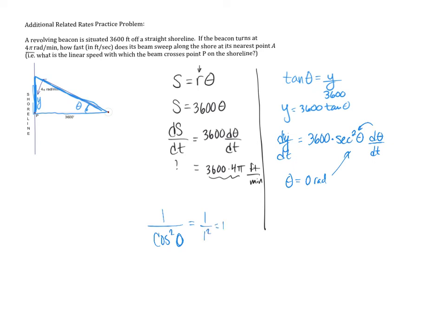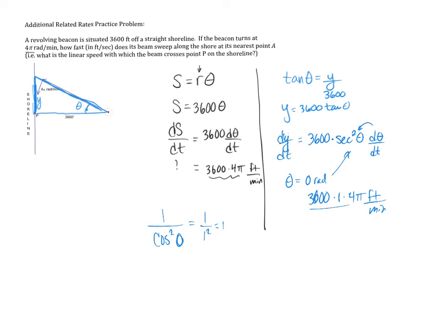So we get 3600 times 1 times d theta dt, which of course is that 4 pi. So you get feet per minute again. So it's 3600 times 4 pi.